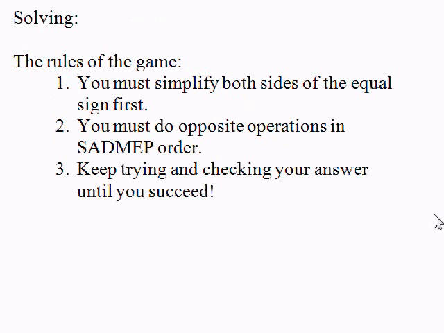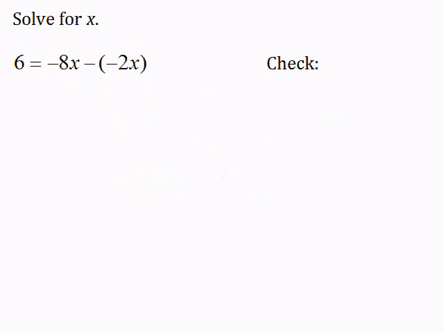Let's talk about solving again. In order to solve, the rules of the game are that you must simplify both sides of the equal sign first. You must do opposite operations in SADMAP order, and please keep trying and checking your answer until you succeed. Here's our first example. Let's solve 6 equals negative 8x minus negative 2x. If you look back at your rules, the first statement says that we must simplify both sides of the equation first. So I'm going to simplify the left-hand side first.